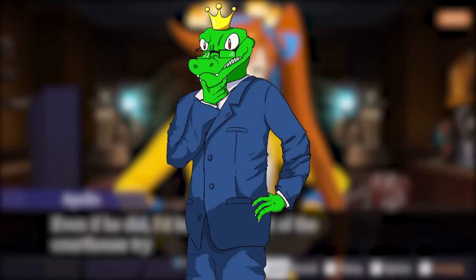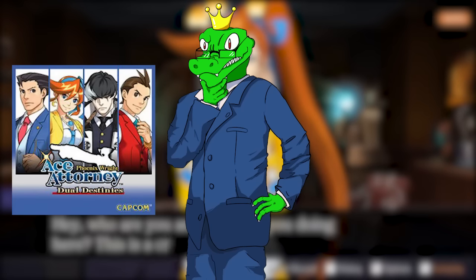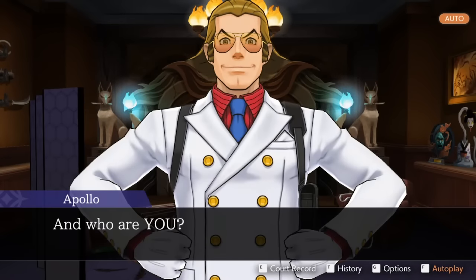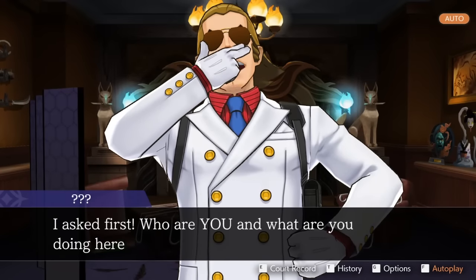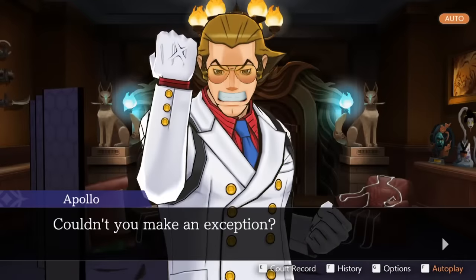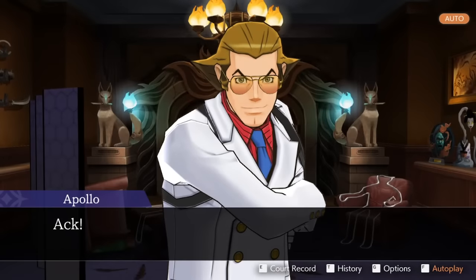Thankfully, Capcom learned from the mistakes they made in Apollo Justice when transitioning into the next game, Dual Destinies, and its twist villain, Bobby Fulbright. When players first meet Bobby Fulbright, he's introduced as the main detective of Dual Destinies, taking the place that Gumshoe and Emma took in the past. He's presented as a silly, lovable goofball who isn't always the most cooperative, but always means well in the end.